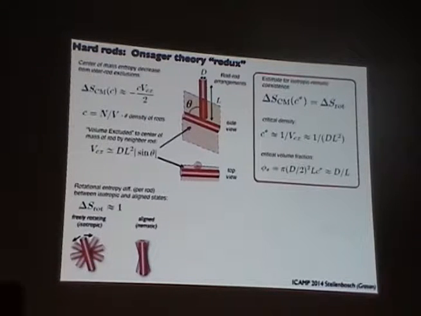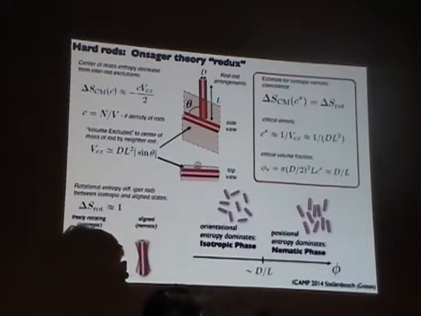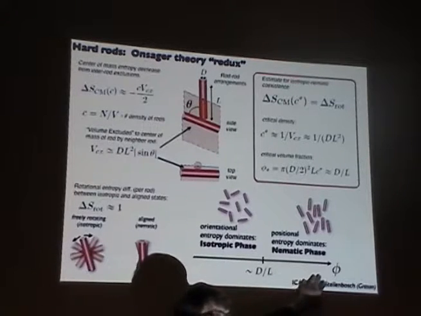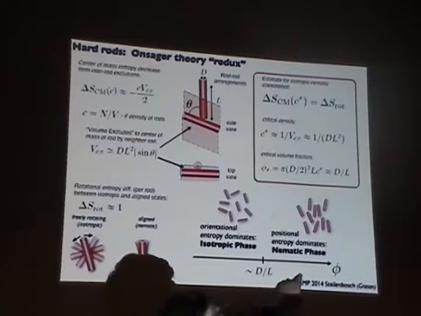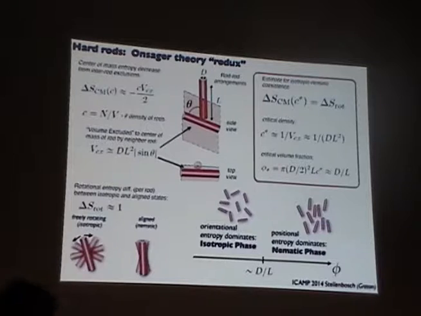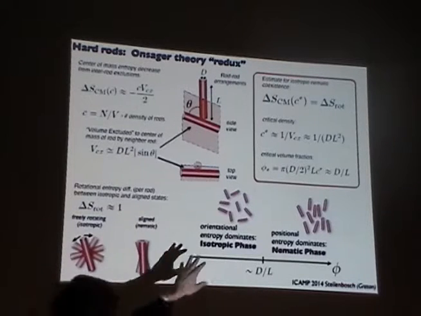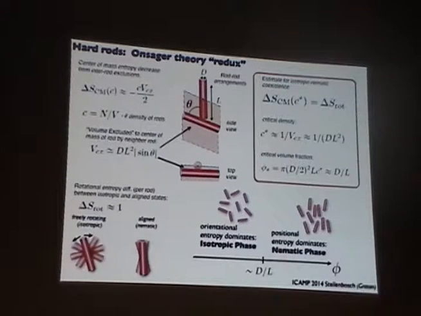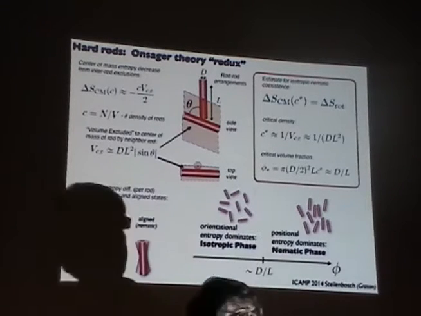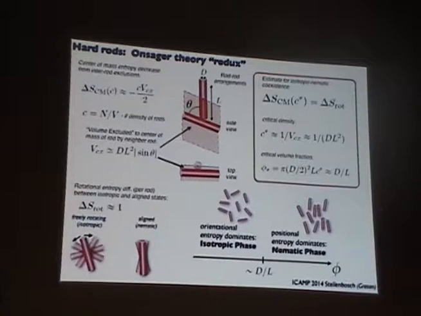Okay? So this shows you that as you increase the aspect ratio, as L goes to infinity compared to D, the concentration at which you go from the isotropic phase to the nematic phase goes to 0. Very simple model. It's a little bit more complicated than that because you really have coexistence if you fix the density rather than fixing the pressure, but let's not dwell on that.